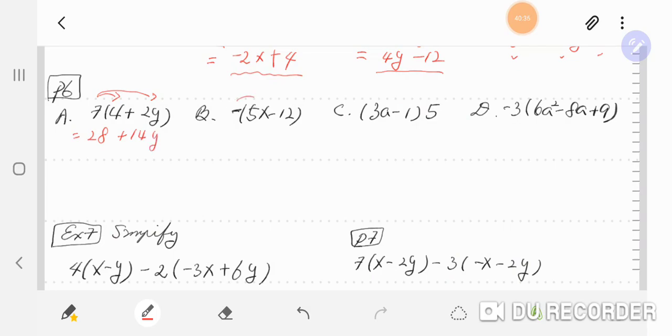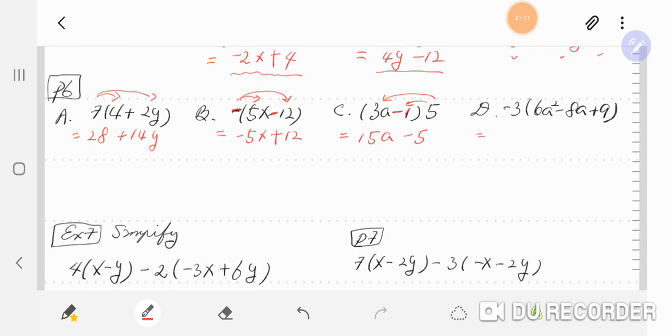How about this? Multiply 5x by negative. So negative 5x. Multiply negative by negative is positive 12. How about this one? Multiply 3a and 5. So 3 times 5 is 15a. Multiply negative 1. Right? Negative 1 by 5 is negative 5. Simple, huh? Okay, next one.